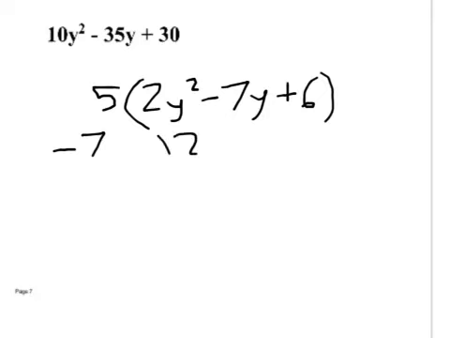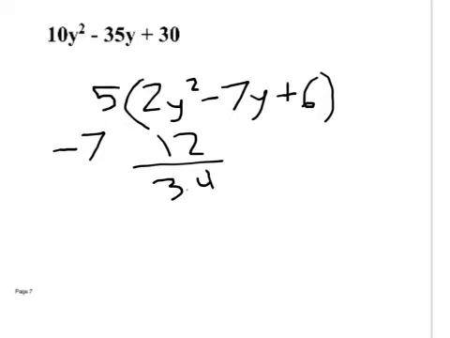7 and 5? No. Okay, now look, my 2 times 6 is positive. Oh, negative 3 and negative 4. Okay, what adds is negative, so that means they both have to be negative, doesn't it? Because a negative times a negative gives me positive. So 3 and 4, right?